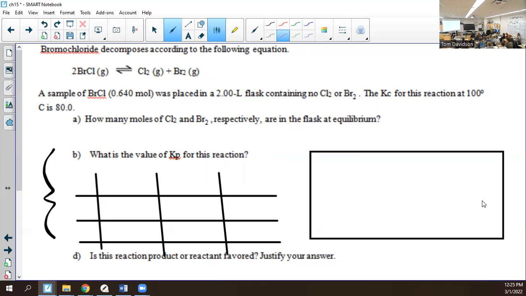All right. It gives you Kc. It's 80 at 100 degrees. But be careful, it gives you moles and it gives you a volume. If you have to use concentrations, you have to divide your moles by your volume. This might not matter in the long run on this one. Just do what you think and we'll see how it goes.